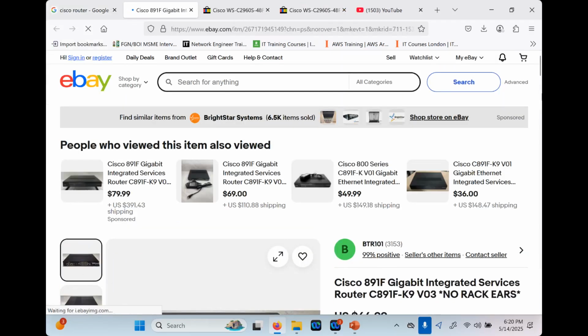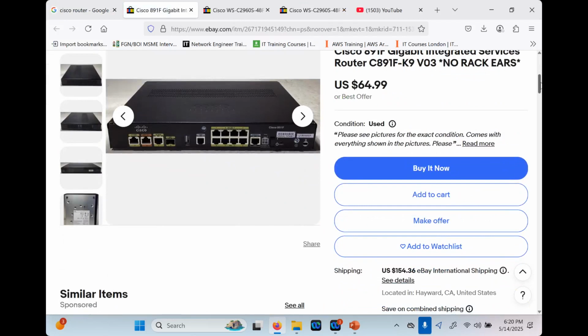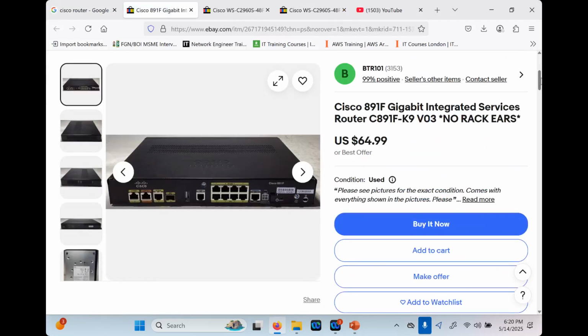This is a router here. So if you take a look at this icon now, this is a router. This is a Cisco router. The icon does not look like the real thing I gave you. So that is the point we're making.